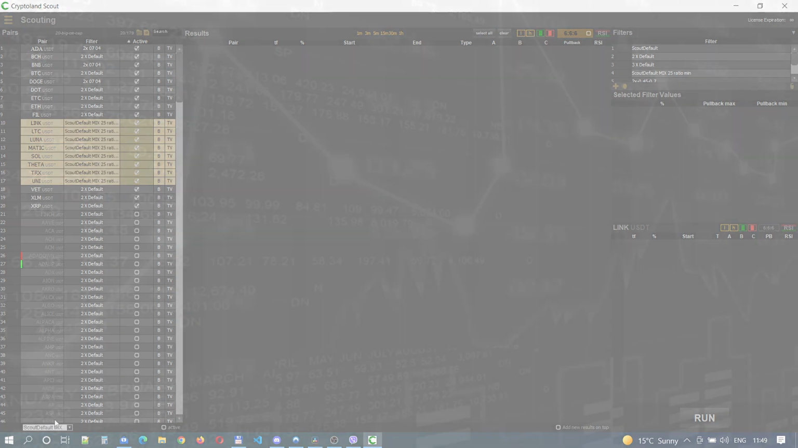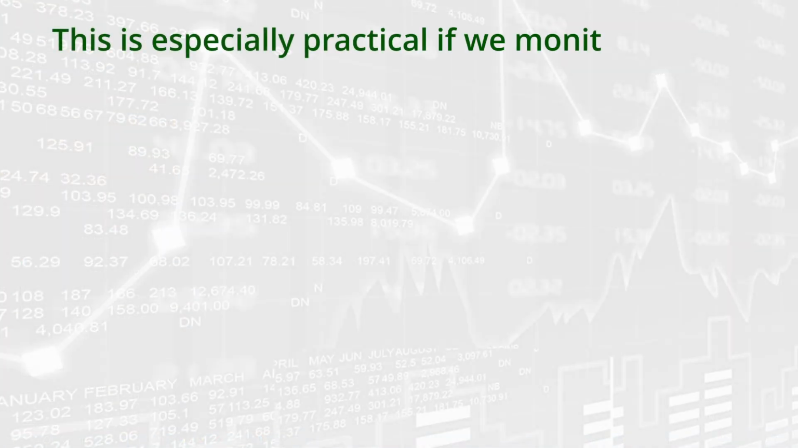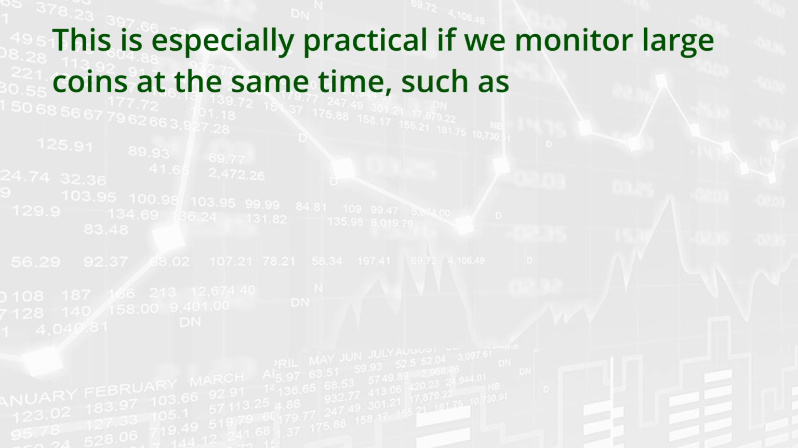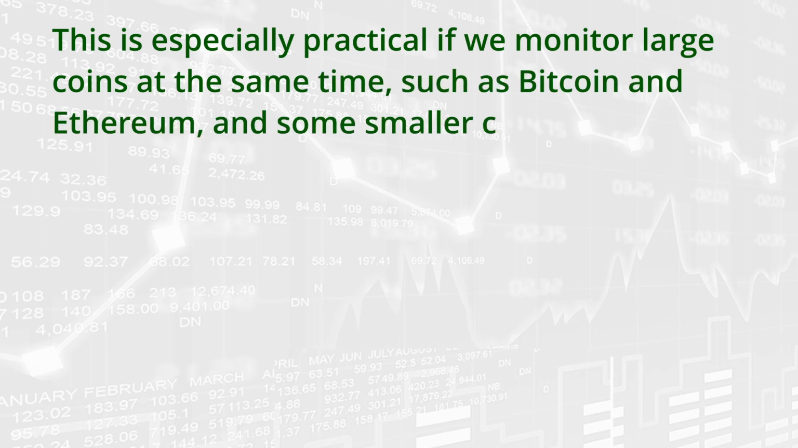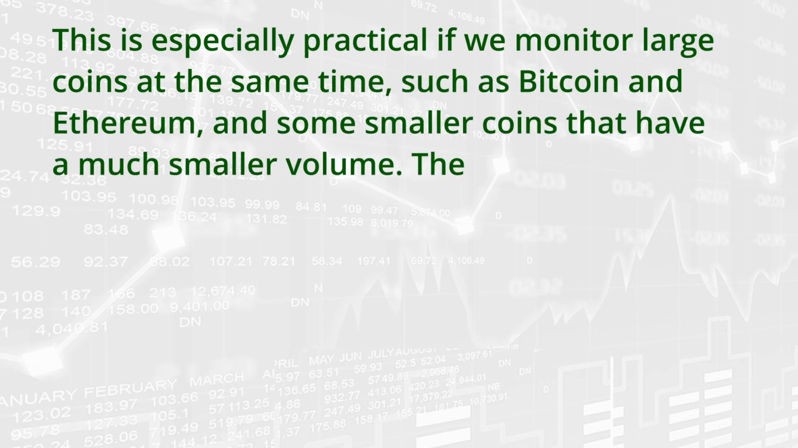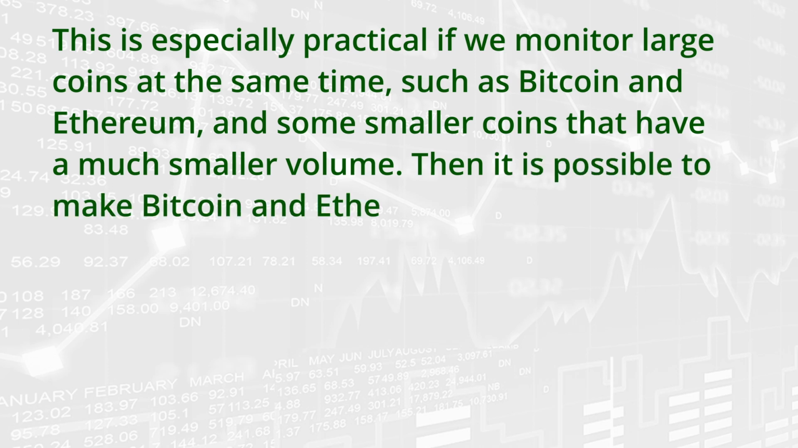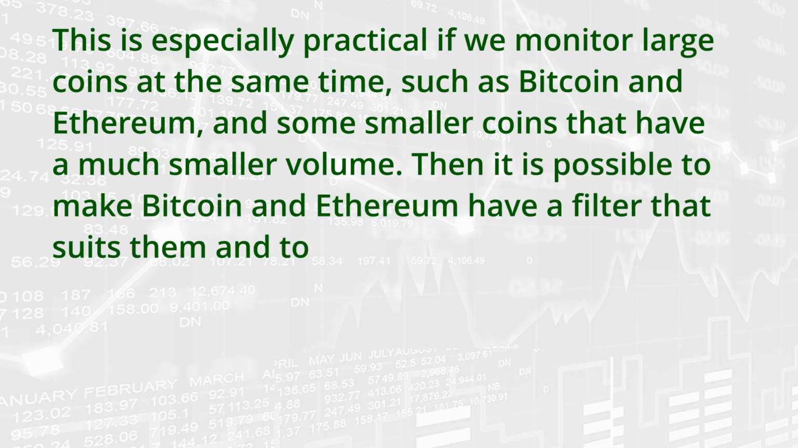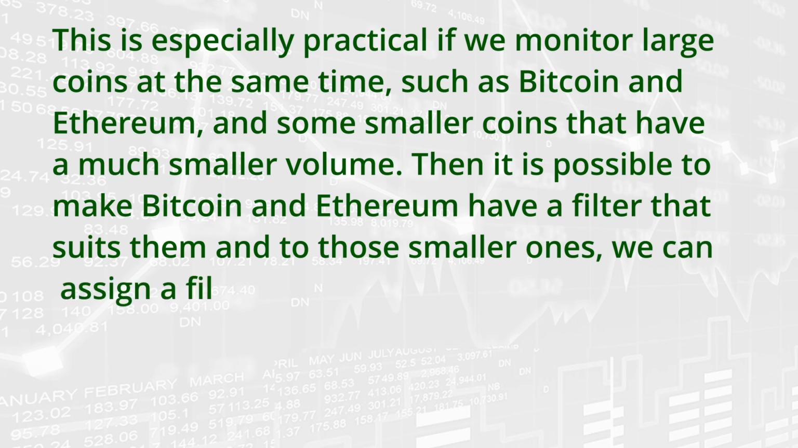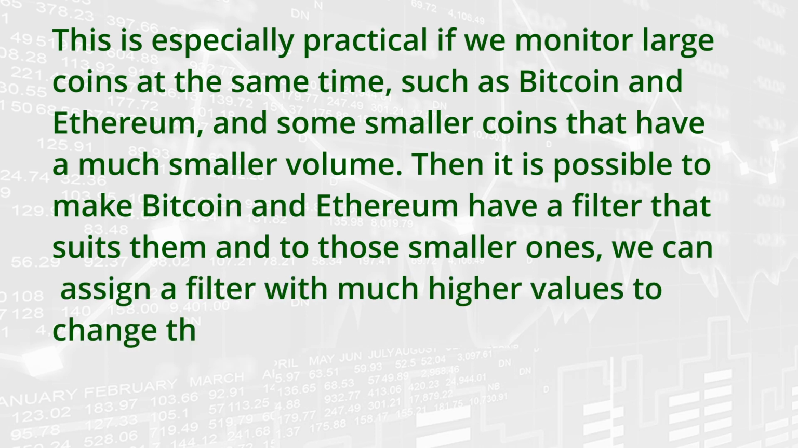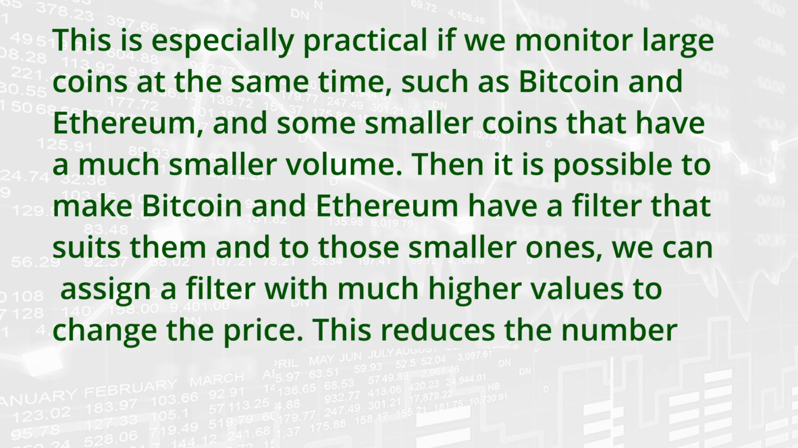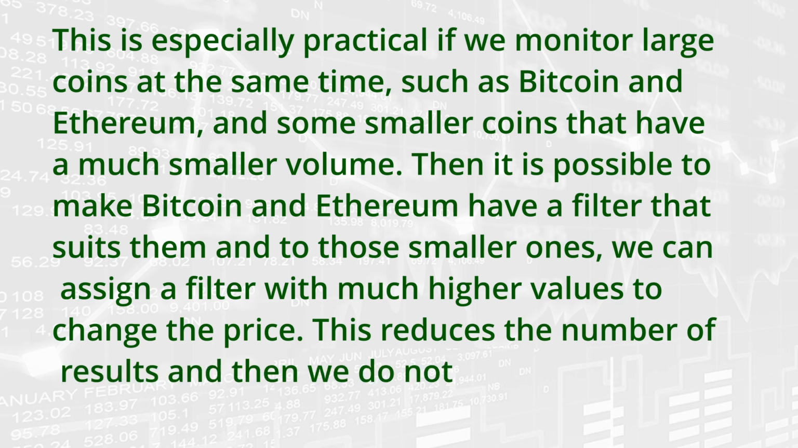This is especially practical if we monitor large coins at the same time, such as Bitcoin and Ethereum, and some smaller coins that have a much smaller volume. Then it is possible to make Bitcoin and Ethereum have a filter that suits them, and to those smaller ones, we can assign a filter with much higher values to change the price. This reduces the number of results, and then we do not waste time on analysis.